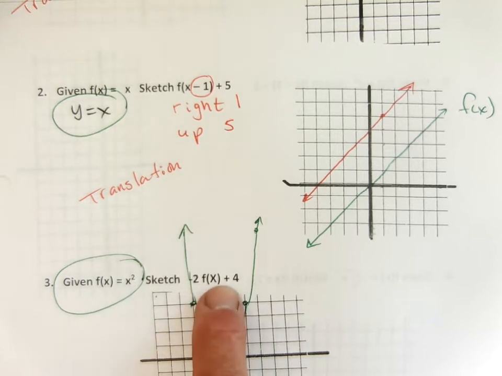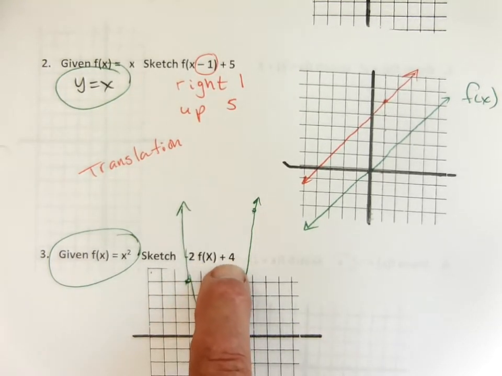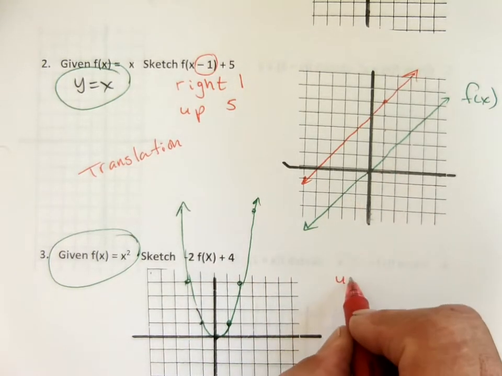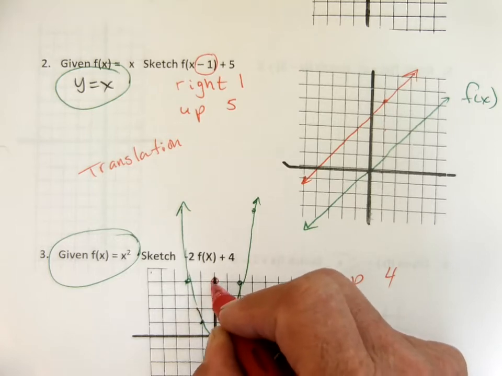What are we going to do? We're going to move it. How are we going to move it? What does this plus 4 mean? So we're going to go up 4, right? So let's take the vertex. It's easier to move the vertex. You guys agree? Move the vertex. So I'm going to go up 1, 2, 3, 4.